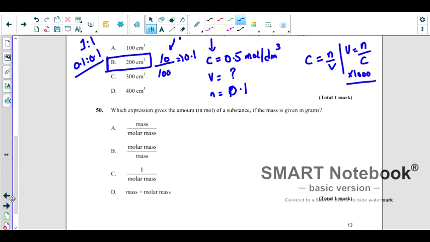Which expression gives the amount in moles of a substance if the mass is given in grams? If the mass is given in grams, we use the formula given mass over molar mass.